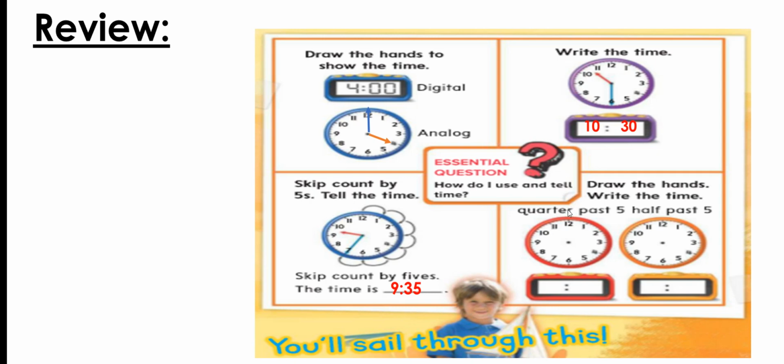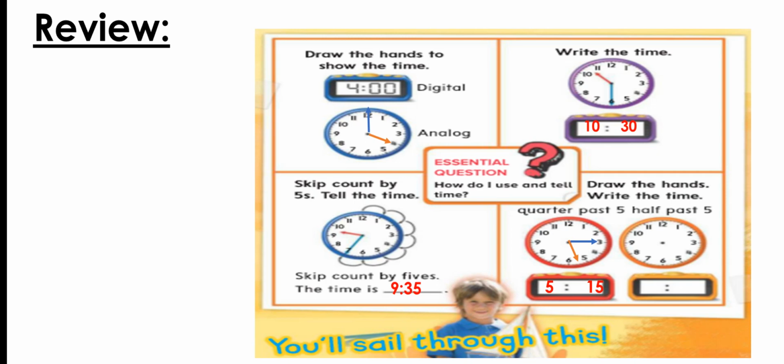Here, draw the hands and write the time. First one is 5:15. Remember that 1/4 means 15 minutes. So it is 5:15. And to show it in an analog clock, we have to draw the hour hand in between the 5 and the 6 and the minute hand pointing to 3.